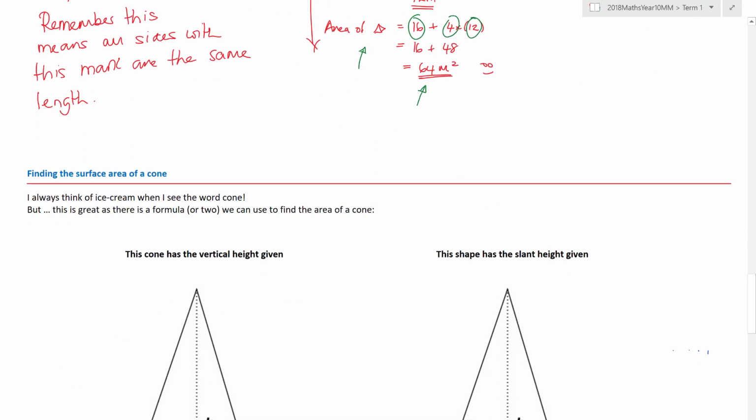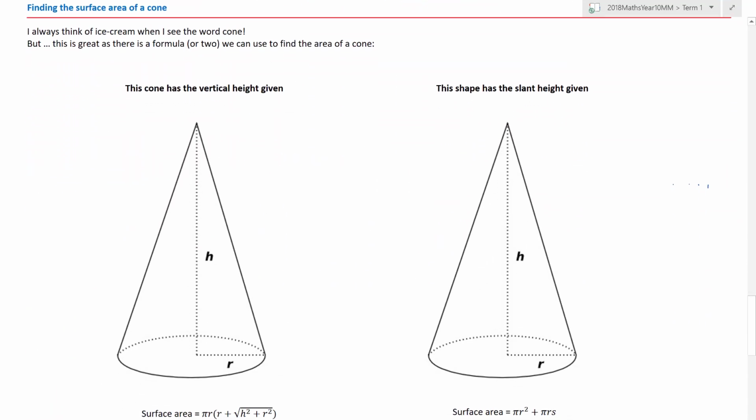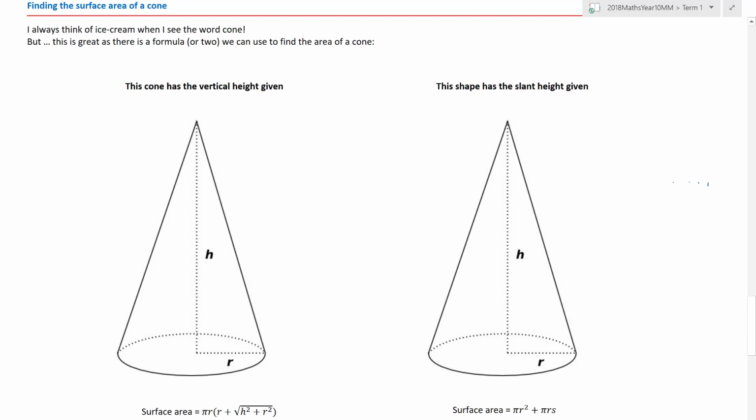Love that example. Then we move on to the surface area of a cone. And again, the slant height here is really, really important. Now, this cone has a vertical height given. That's the only thing they give me. And they give me the radius. They do not give me this slant height. And I'll explain what that means in a moment.